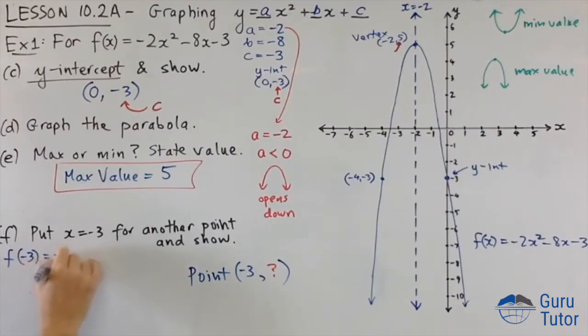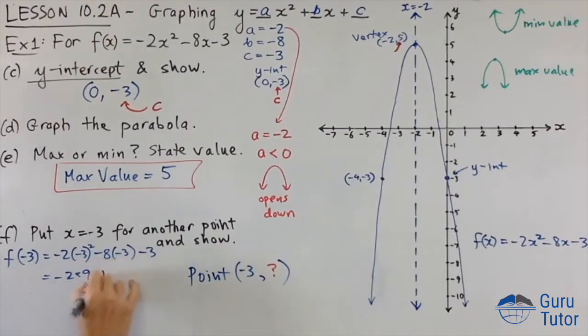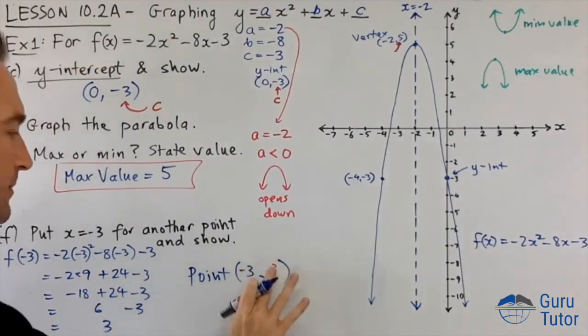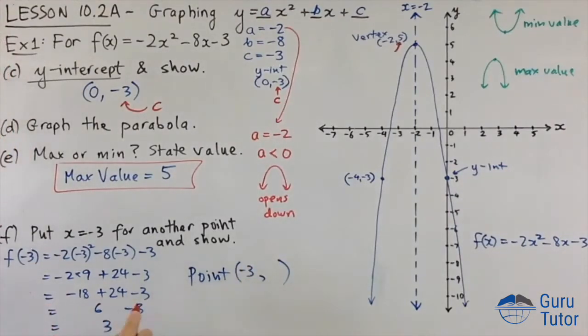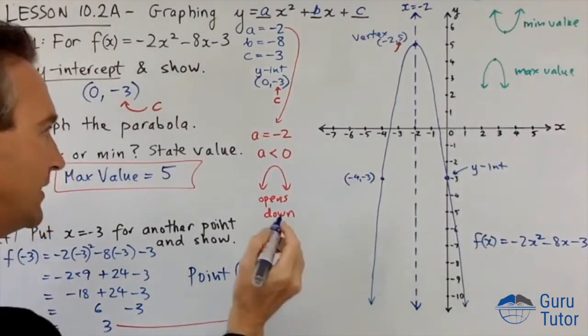We put that in: -2 times (-3) all squared, minus 8 times -3, minus 3. -3 squared is +9, minus times minus gives plus, 8 times 3 is 24, minus 3. Do the steps here, everyone. Don't skip steps. Minus 18, plus 24, minus 3. Nearly there. Minus 18 plus 24 is 6, minus 3 is 3. And that gives us our second point: -3, 3.